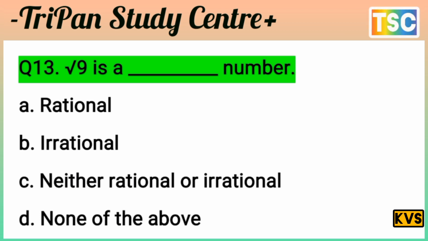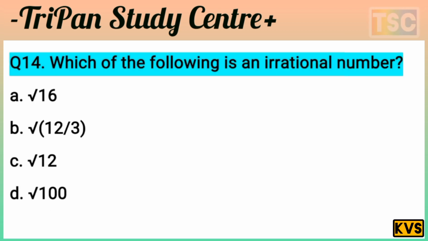That's important because under root 9 is a rational number. That's clear: under root 9 is a rational number. Let's see the next question. The next question arrives on the screen.